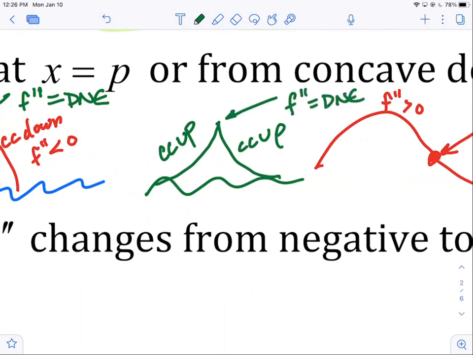DNE, right? There's a cusp. So the first derivative is undefined, so is the second. Did the curvature change? No. So this one, for the first time, is not an inflection value.